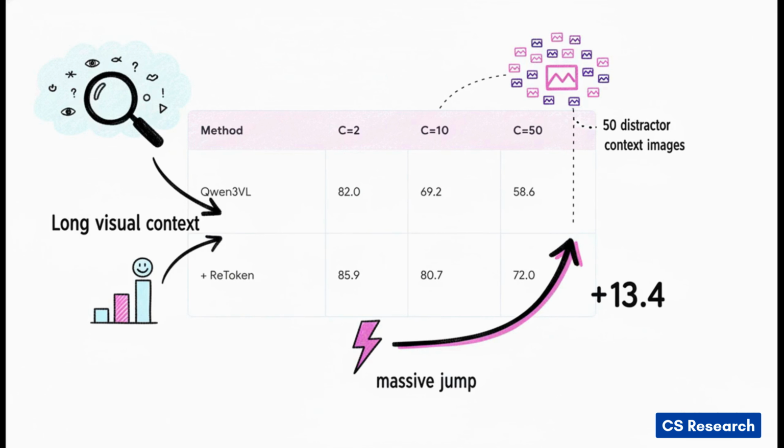So the crucial point is really evident right here in the C equals 50 column. That means the AI is given 50 distractor context images to sift through. The standard baseline model, Qwen3VL-8B, achieves an accuracy of 58.6%. But by simply utilizing this single ReToken methodology we just outlined, the accuracy leaps all the way up to 72.0%. That is a massive 13.4-point jump when the AI is completely drowning in distractor images.